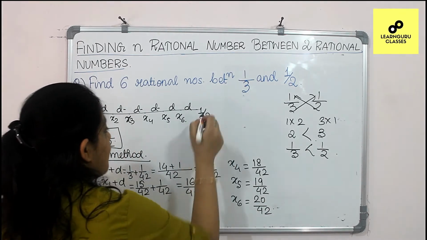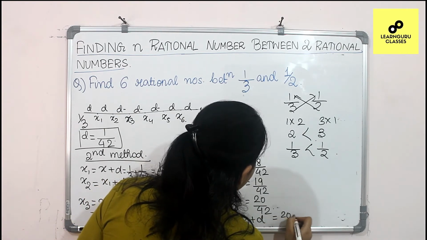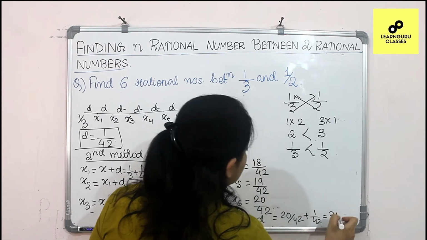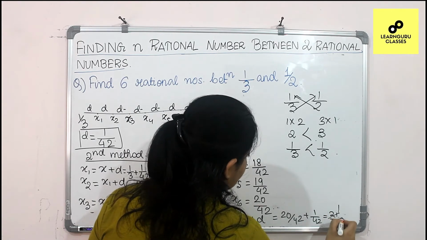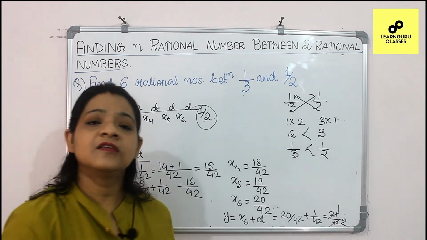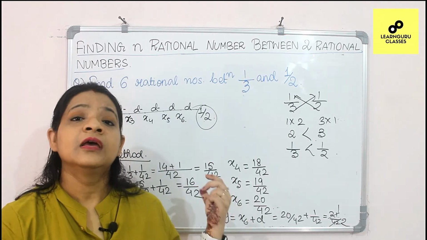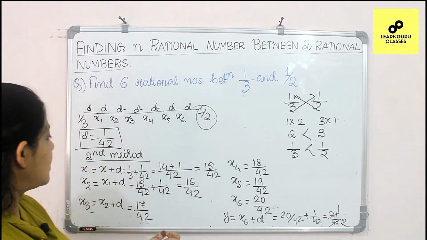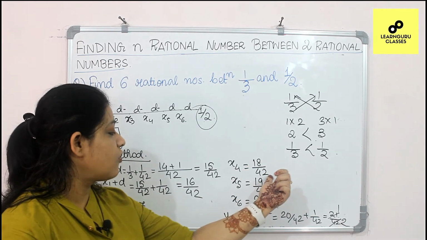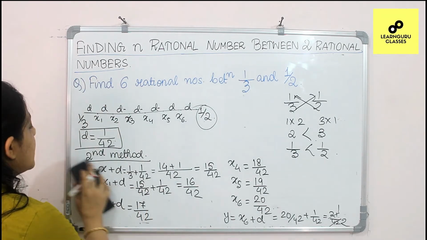Now let's check if the final value is y. y is what? x6 plus d. So 20 by 42 plus 1 by 42, that is 21 by 42. So 21 twos are 42, so you are getting the value as half. So what does this mean? Your calculation is correct. Whatever calculations you have made are completely correct. So the 6 rational numbers are 15 by 42, 16 by 42, 17 by 42, 18 by 42, 19 by 42, 20 by 42. Okay, so let's move on to the third method.